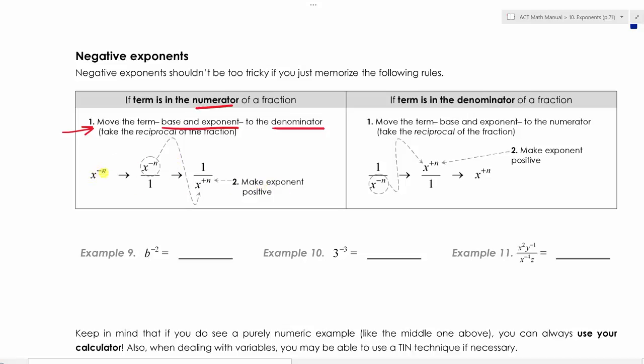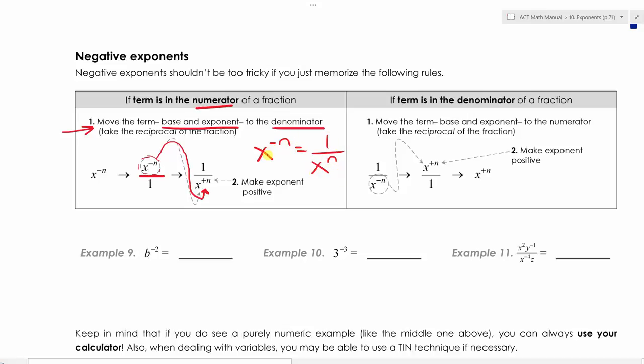So x to the negative n is the same as x to the negative n over 1. So notice we have a term with a negative exponent in the numerator of a fraction. We take that term, we put it into the denominator, and we make the exponent positive. So x to the negative n equals 1 over x to the n.